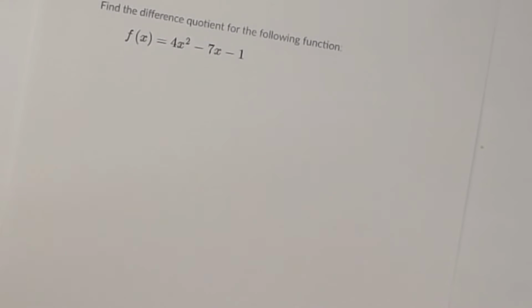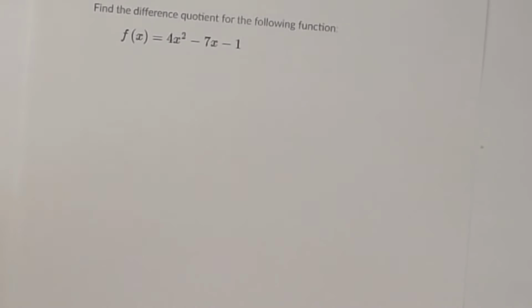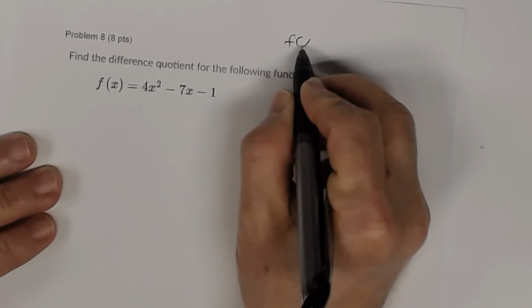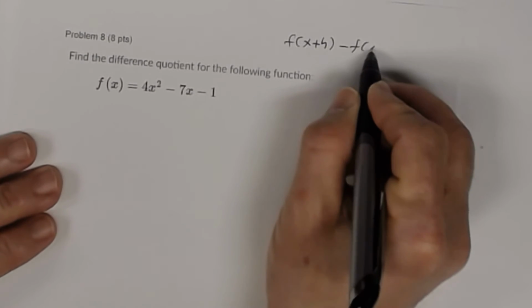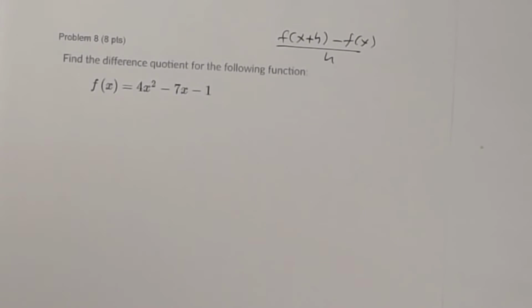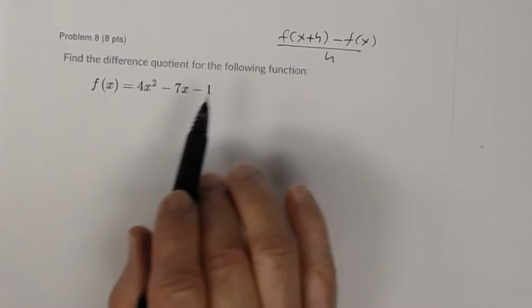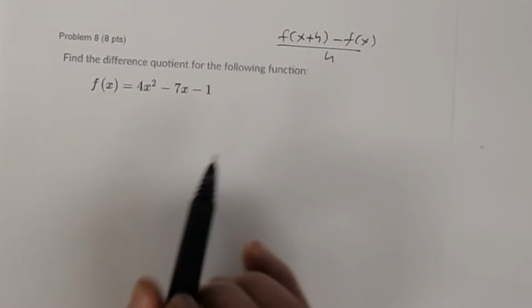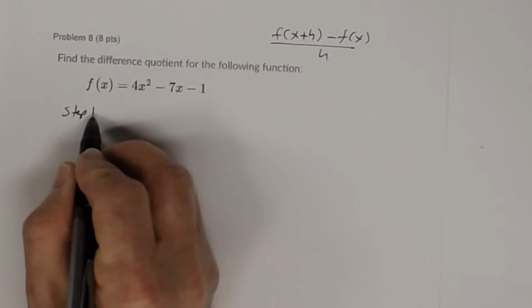Okay, so in number 8, you want to find the difference quotient for the following function. The formula for finding the difference quotient is f of x plus h minus f of x, divided by h. So that's the difference quotient formula. If I'm going to apply this formula to this function, we're going to do this in steps. It helps if you do it that way.